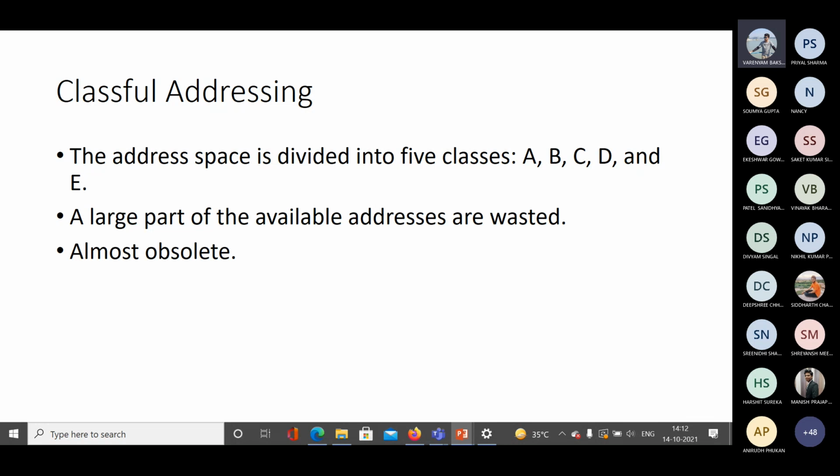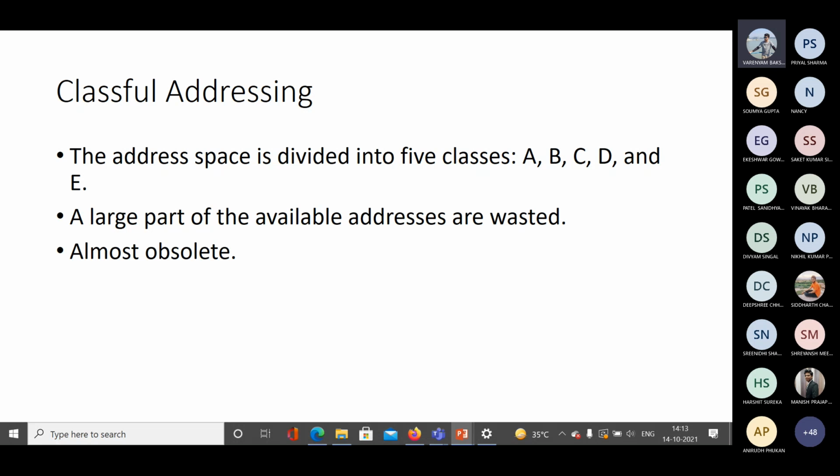We have already read the classless addressing part in the previous classes. Today I am going to teach you the classful addressing part. It is a previously used addressing technique. Nowadays we use only classless addressing, but in classful addressing, we need to understand how the division used to happen and why we went to classless addressing. That is why I'm teaching this part also.